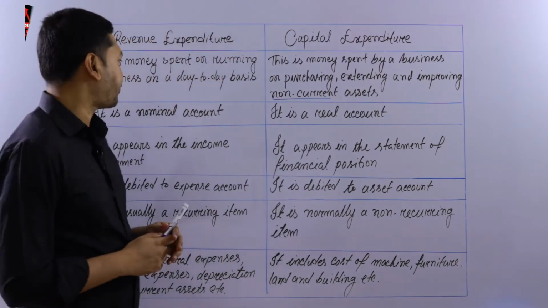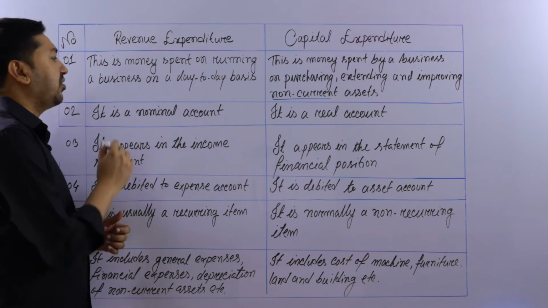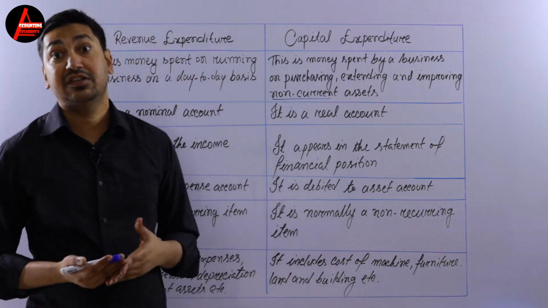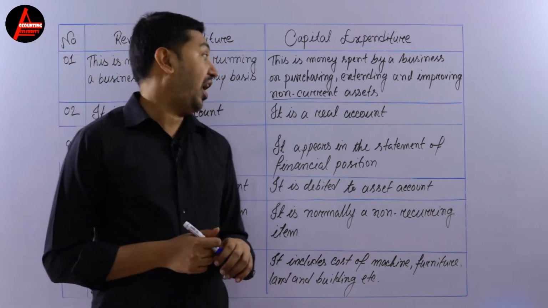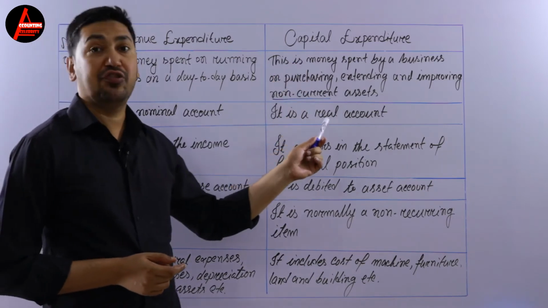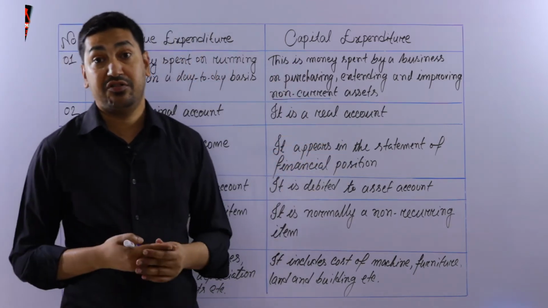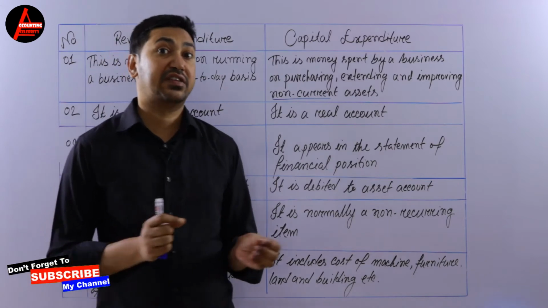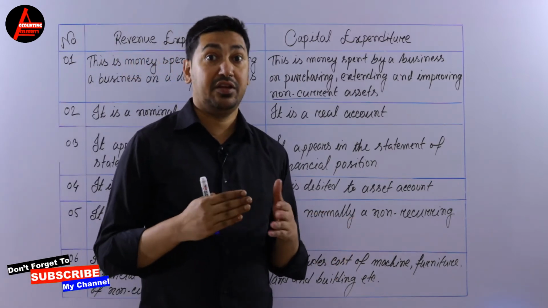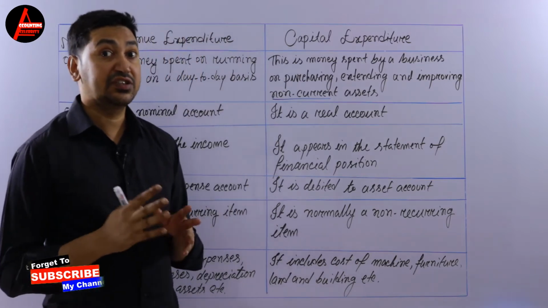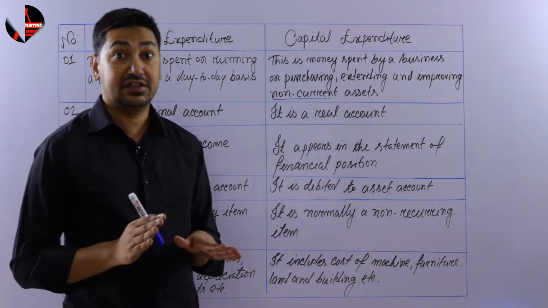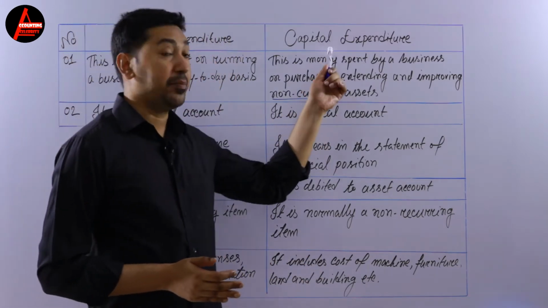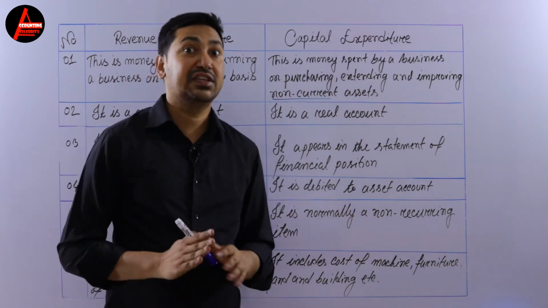So number 2 here: revenue expenditure is a nominal account, so it goes in the nominal ledgers, and capital expenditure is a real account. You know the rules of a real account: what comes in will be debited, what goes out will be credited. It means if an asset comes into the business, the asset will be debited, and if it goes out, it will be credited. So when an asset is purchased for the business, this asset will be your real account. So asset means capital expenditure, so capital expenditure is a real account.